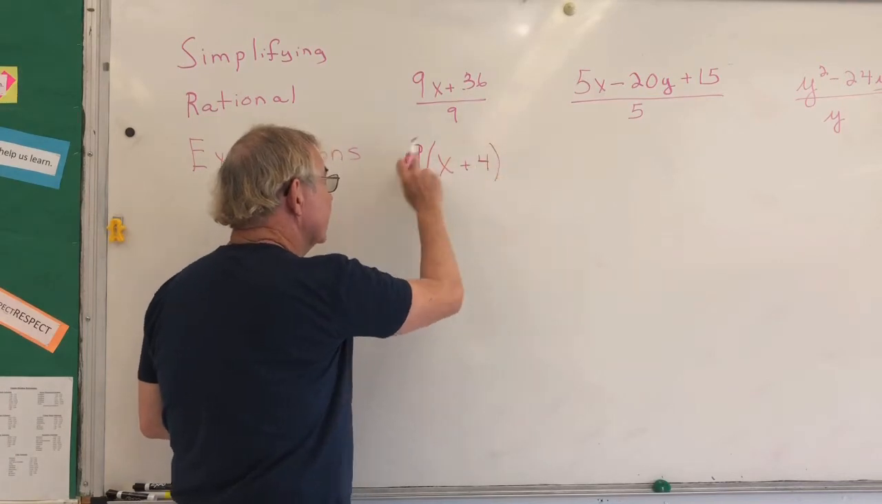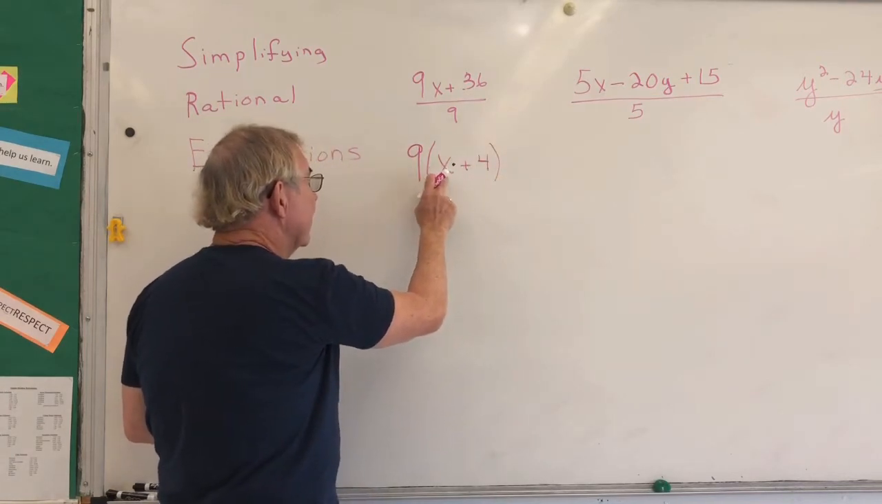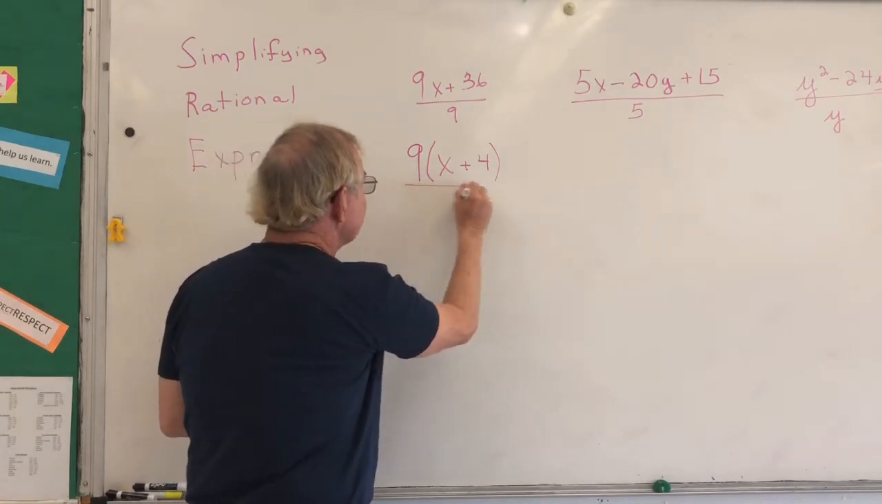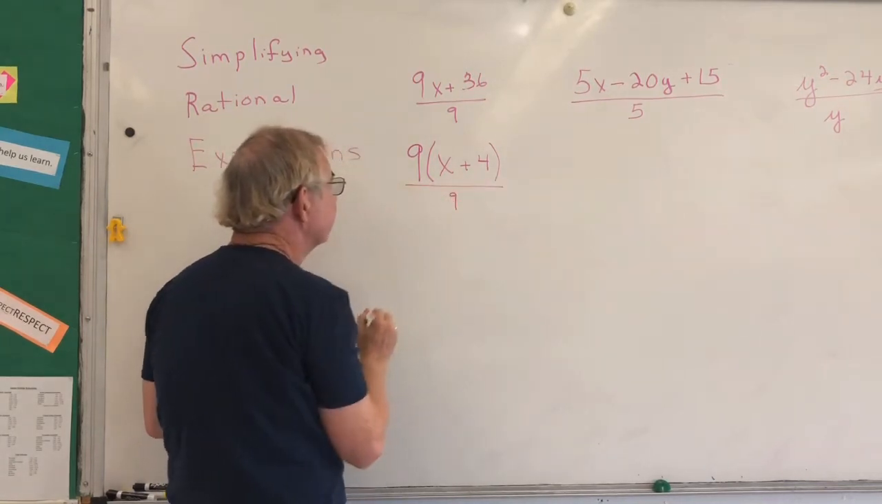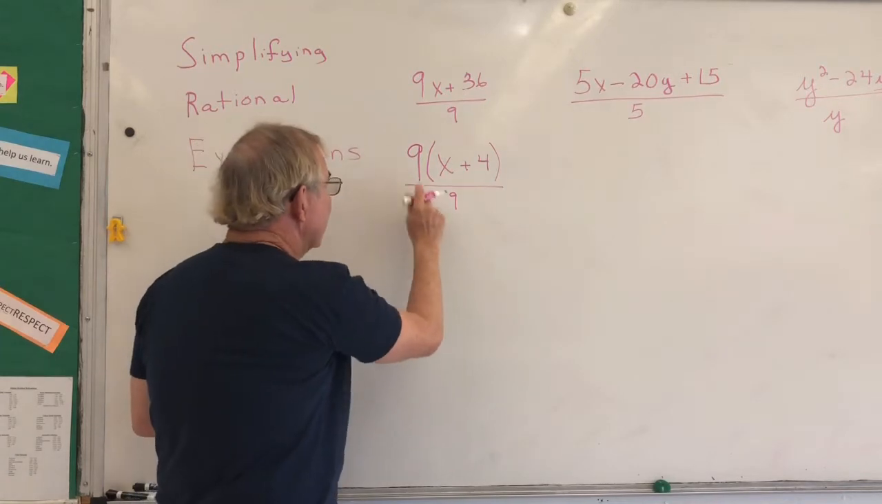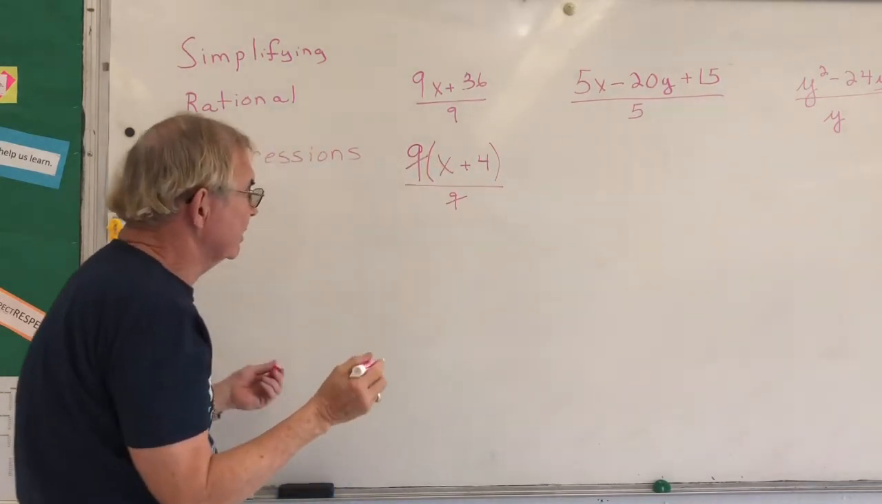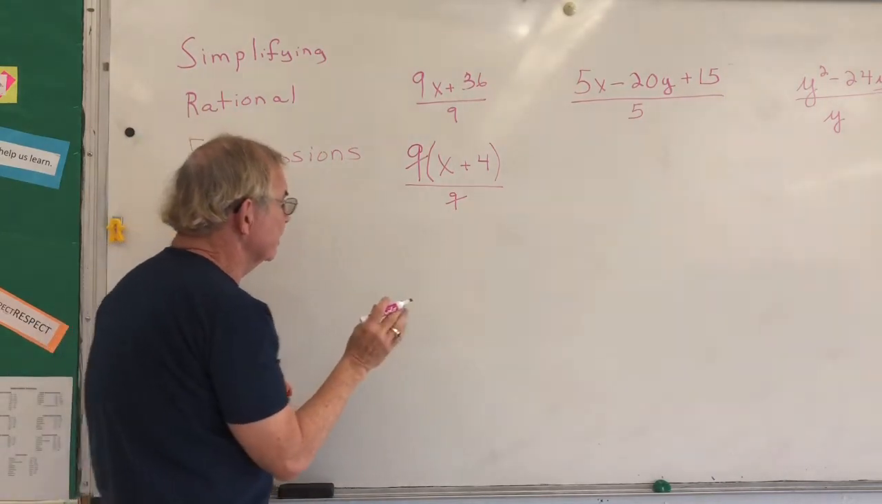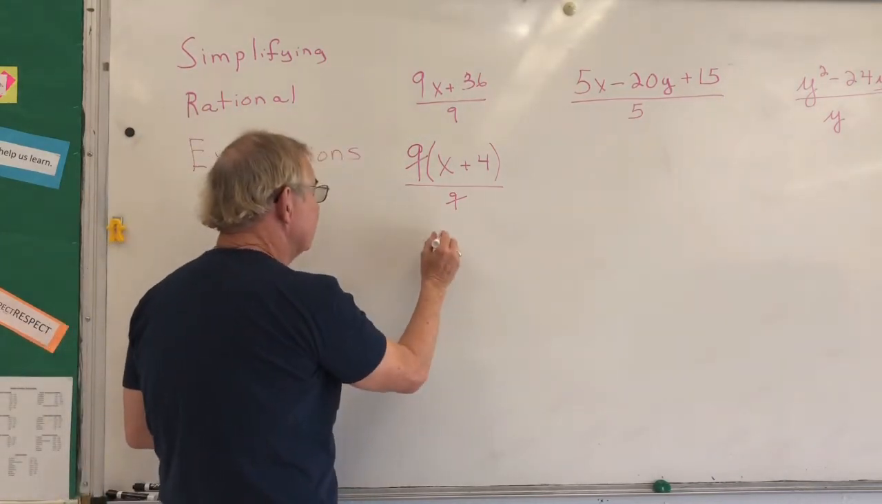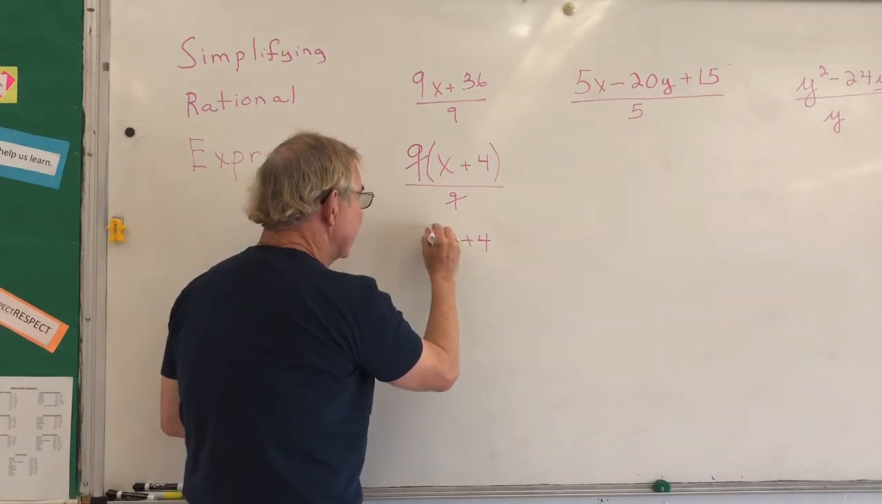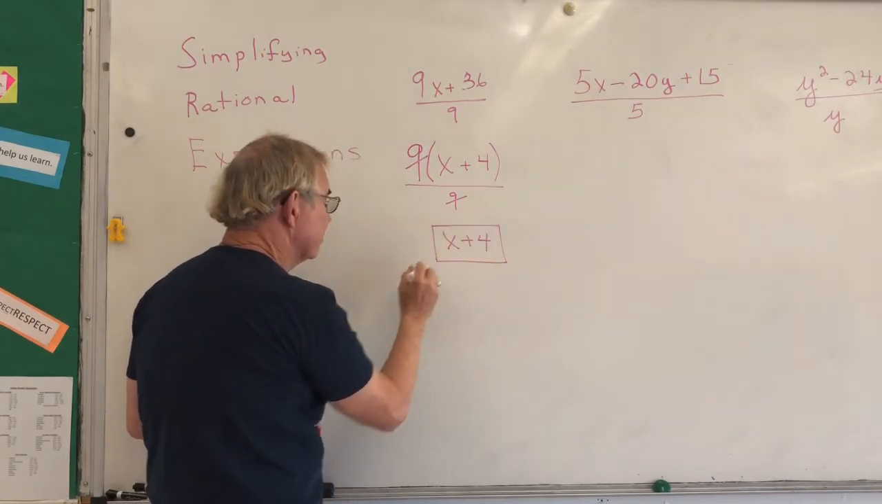Now you can check this by distributing, and you'll get 9x plus 36. And then you divide it by 9. Now 9/9 is 1, so it divides itself out. The 9's disappear, and what you're left with is x plus 4. And that's the answer to the first problem.